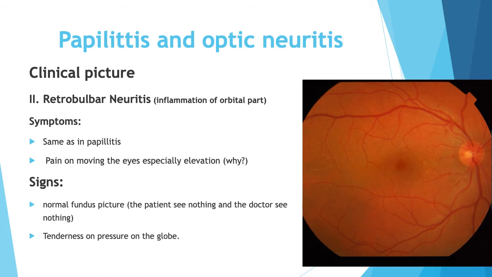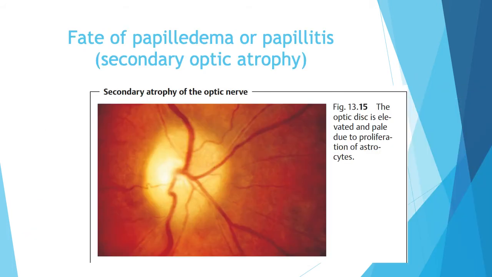There is pain on moving the eye, which patients sometimes come in and complain about. Why? Because in the retrobulbar part of the optic nerve, there is a meningeal sheath. Inflammation of this meningeal sheath is reflected on the sheath around the muscles, which is attached to it. That's why when the patient moves his eye, he feels pain, which is completely different from papilledema, where there is no pain in moving the eye.